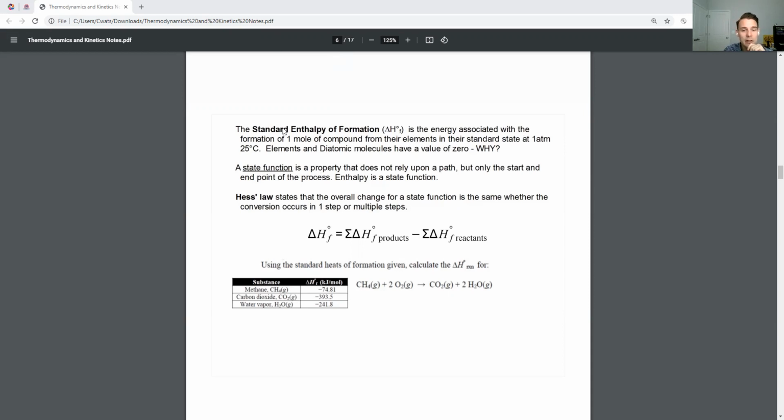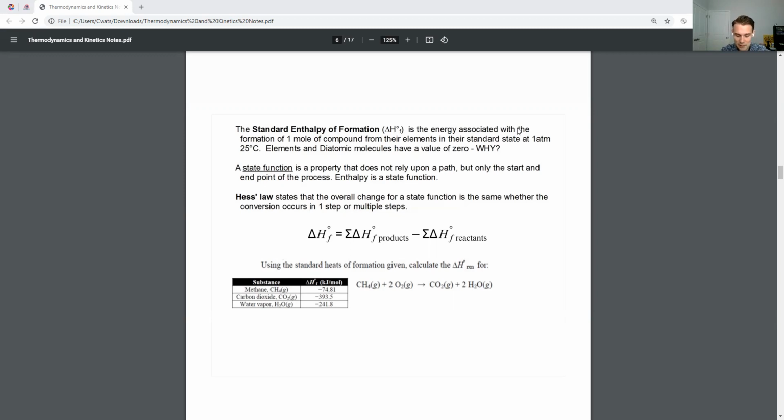But the standard enthalpy of formation is the energy associated with the formation of 1 mole of a compound from their elements. And it says elements and diatomic molecules have a value of 0. Why? Well, that's because we don't form elements. We use elements to form compounds. So the enthalpy of formation is to determine the energy to form a compound from its elements.